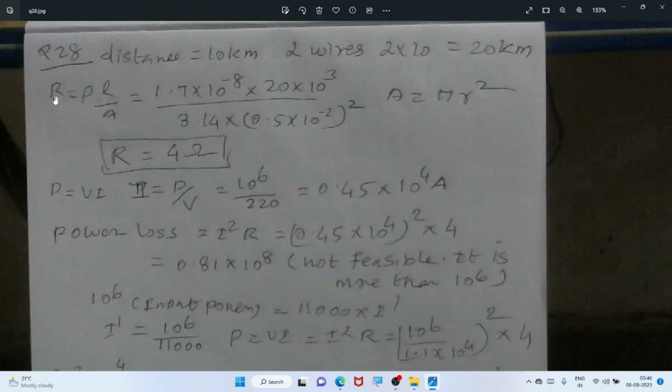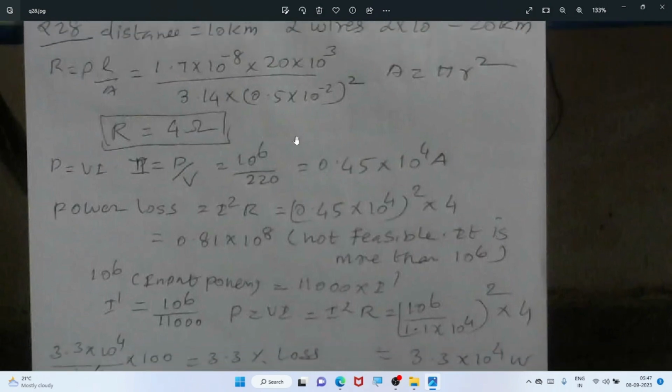So the resistance is equal to rho L by A. They have given the resistivity of the copper wire. L is the length, that is 20 kilometers, 20 into 10 power 3. The area is pi r squared, pi is 3.14, and the radius is given as 0.5 centimeter. We have to convert it into meters. After that we find the resistance of the wire.